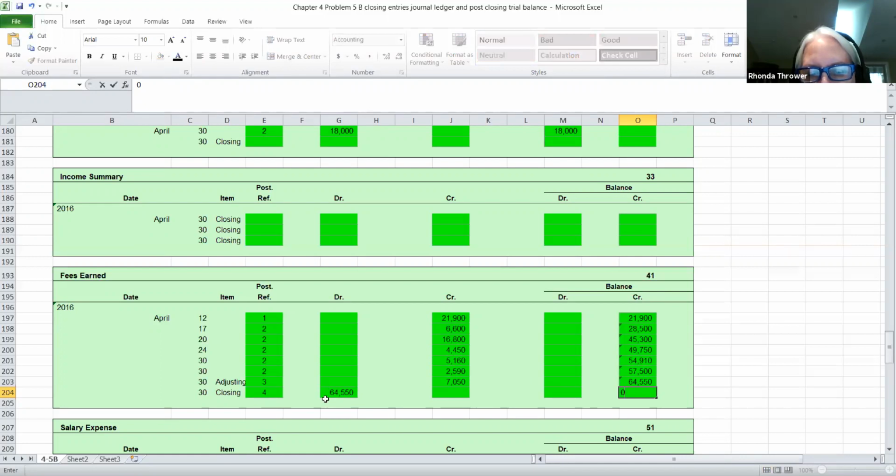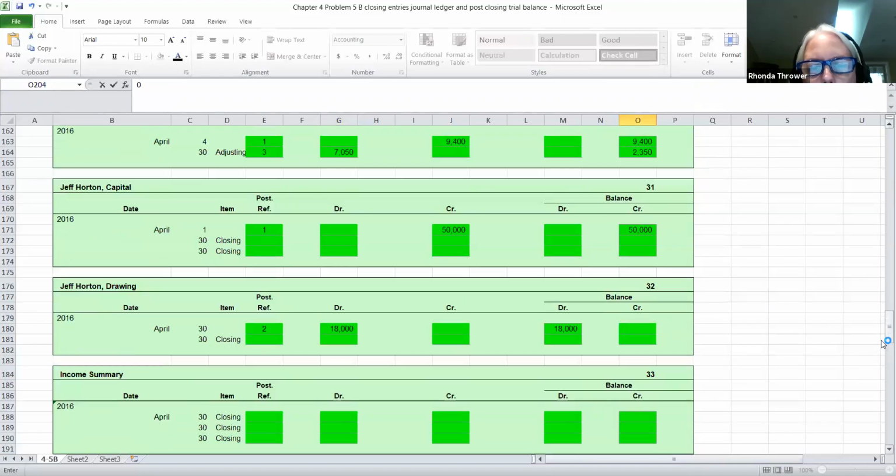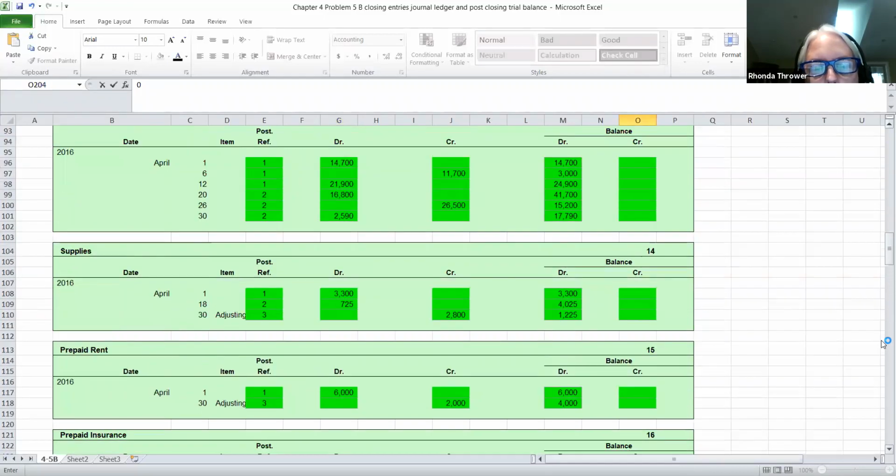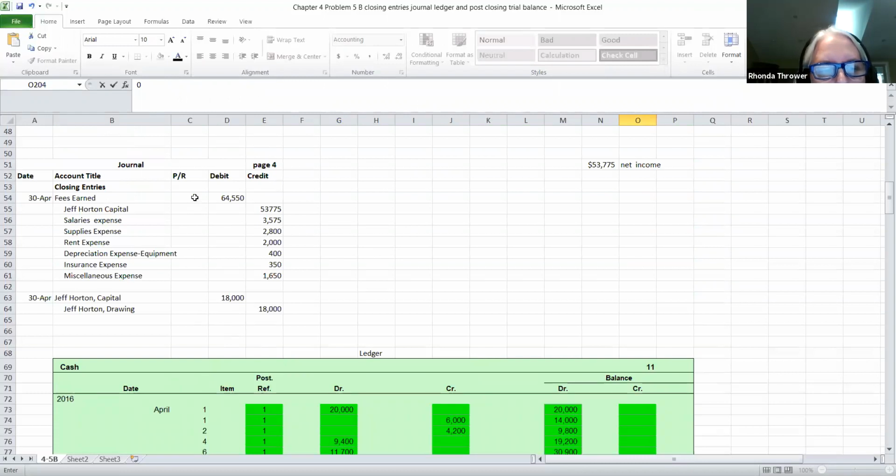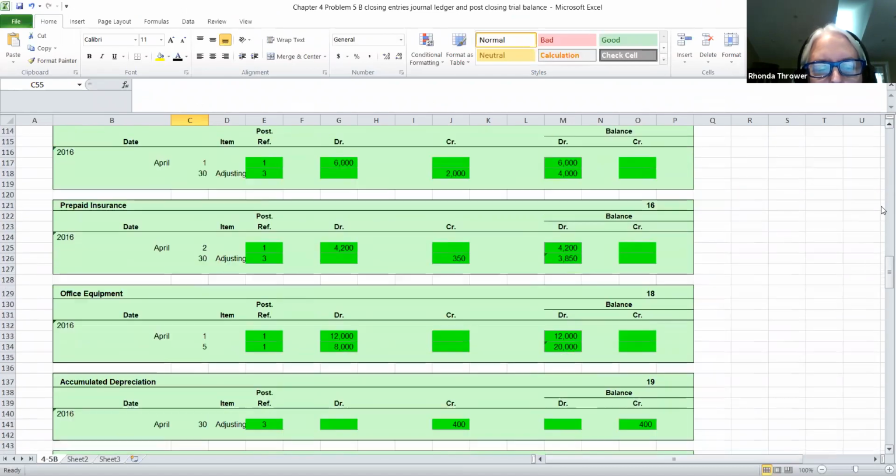So this is your closing entry. You debited your fees earned for $64,550. I'm going to pick up my account number 41, and I'm going to put it in my post reference column. The next account I'm going to look at is my capital account. Notice my capital account is credited for this $53,775 net income. So I'm going to go to my capital account.